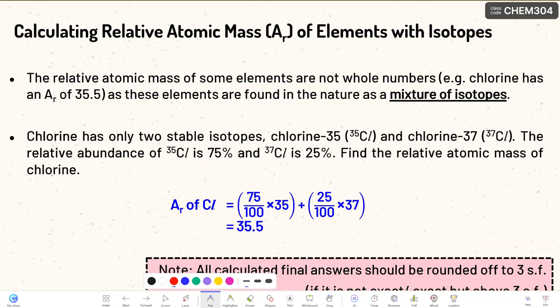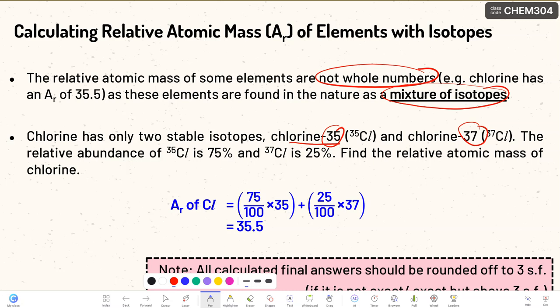Now, relative atomic masses of elements are not whole numbers. Take note of that. The reason is because most elements exist as isotopes. They have isotopes of the same element. So it's a mixture of isotopes that gives the average mass, the relative atomic mass. For example, chlorine 35. The 35 means the mass of this particular isotope. Chlorine 37 is the mass of this isotope.